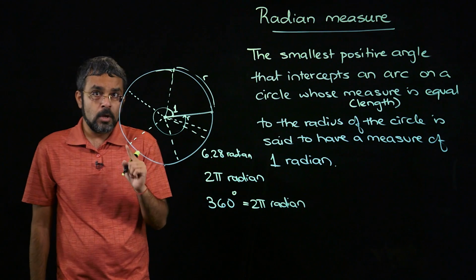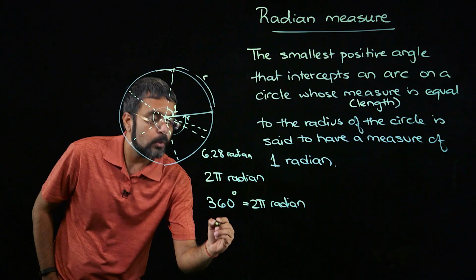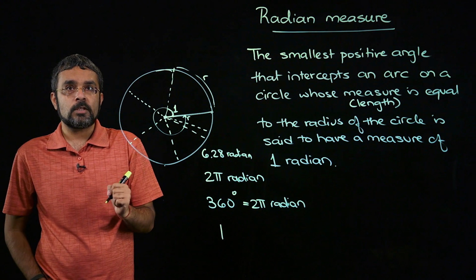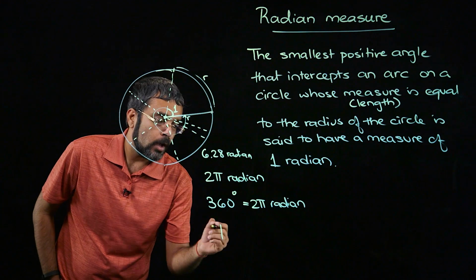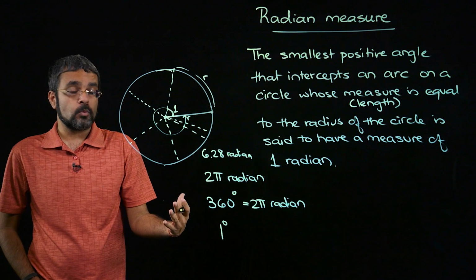Now note one thing: radian has no symbol next to it, so if I write 1, that would mean it's 1 radian. If you want to make sure it's a degree, please put a degree symbol on it. Otherwise, I will think of it as 1 radian.